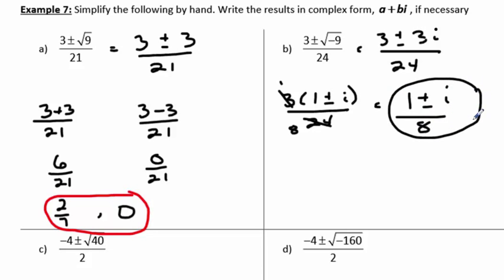Now again, if you're going to be entering this answer into MyMathLab, it's going to want you to type those answers as 2 separate numbers. So the first number is 1 plus i over 8, and the second number is 1 minus i over 8.